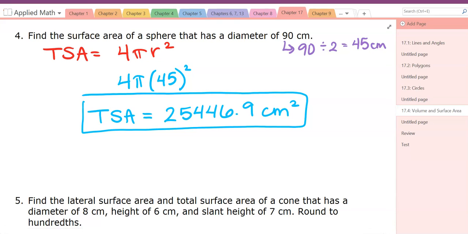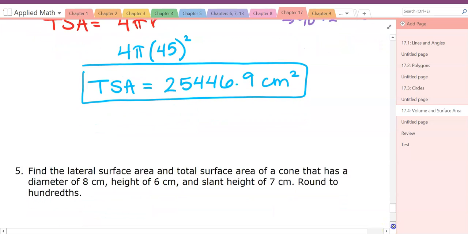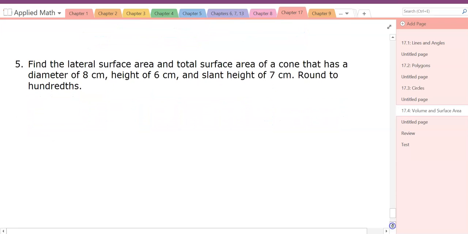Okay, last one. This one wants us to find both lateral and total surface area of a cone. It says that this cone has a diameter of 8 centimeters, height of 6 centimeters, and a slant height of 7 centimeters. We talked a little bit about the slant height yesterday because I told you guys that cones and pyramids both kind of go down at an angle because they have that vertex top point and then they go down at a side. So that's the slant height that they're referring to.